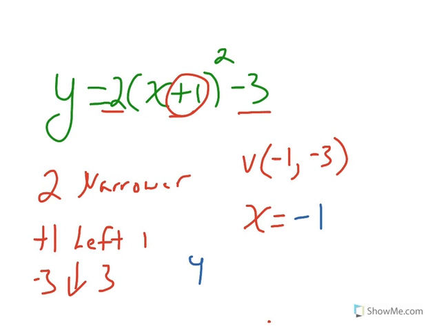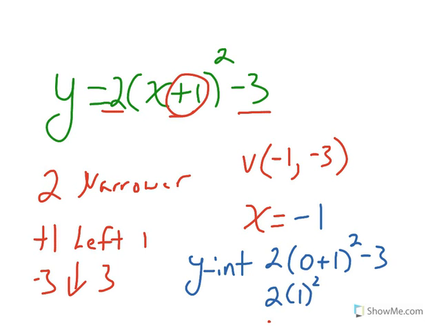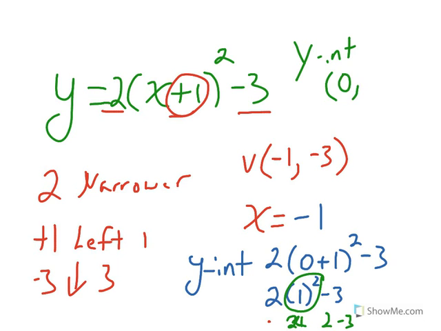If I wanted to find the y-intercept, I would rewrite the equation, and everywhere I saw an x, I would plug in 0. So this is going to be 2 times 1 squared minus 3. Guys, when you talk about this, you're going to square it first, then multiply it times 2. So my y-intercept is going to be 2 times 1, which is 2, minus 3. And to write my y-intercept, it's going to be 0, because my x is always 0 on the y-intercept, negative 1.